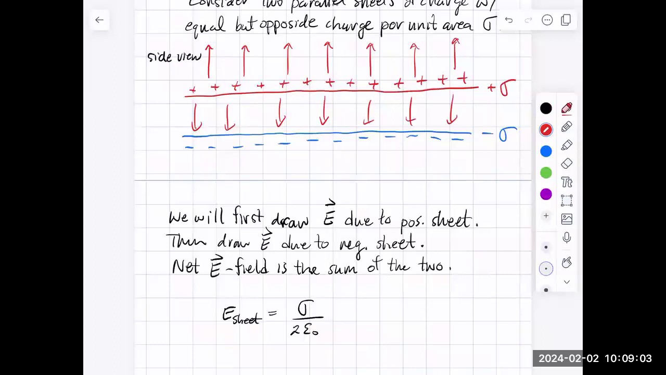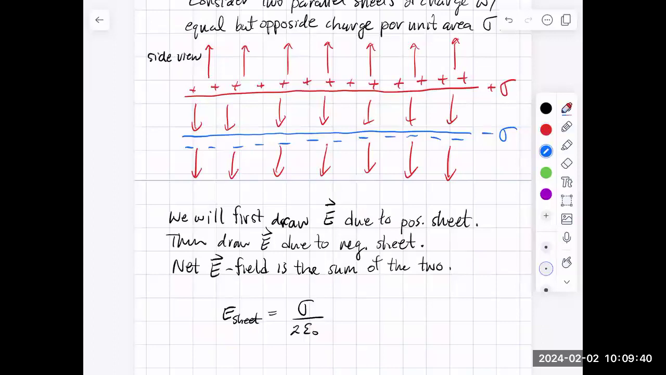Okay. Now, the other thing that we have to keep in mind is that if I move farther away from the positive sheet, the electric field strength doesn't change, right? There's nothing in here that depends on how far away from the sheet I am. So if I move further away, the electric field doesn't change. It still looks exactly the same due to this positively charged sheet. All right, and so that's step one. We just drew the electric field only due to the red positive sheet.